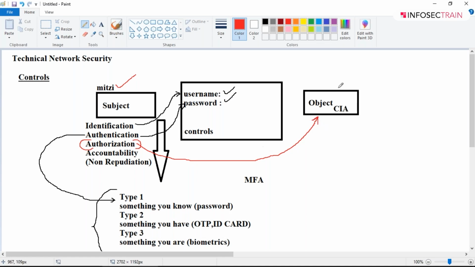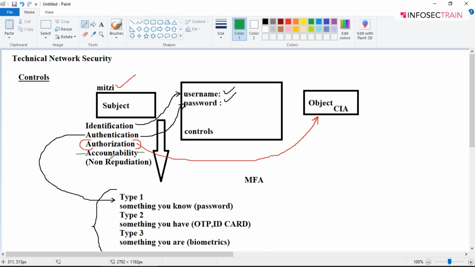And guys, after providing the authentication, accountability comes into the picture. Accountability means that now Mitzi is inside her bank account. Whatever she does, accessing the website, making transactions, sending money, receiving money, she is accountable for her actions. Later on, she cannot deny that she has not performed those things. So that is your IAM, identity and access control, right?